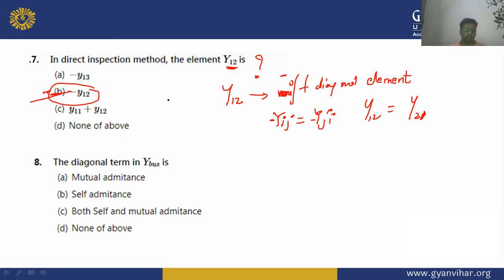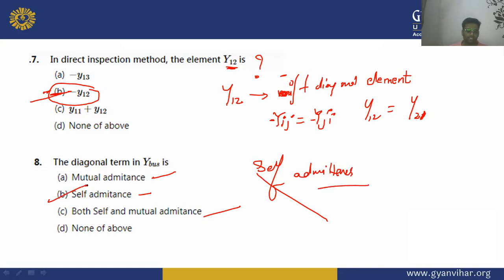Okay. Now the next question: the diagonal term of Y bus is what? Is it a self admittance? Is it a mutual admittance? Is it self or mutual both? I have told you in the last lecture that the diagonal terms are called self admittances. These are called self admittances. The correct answer is A.